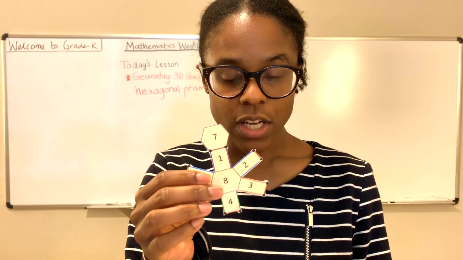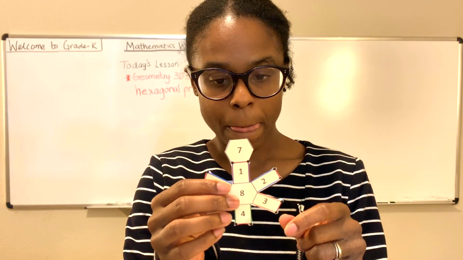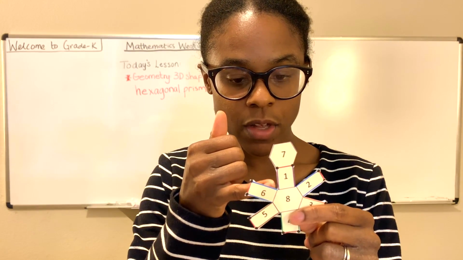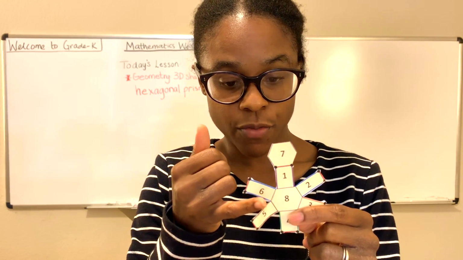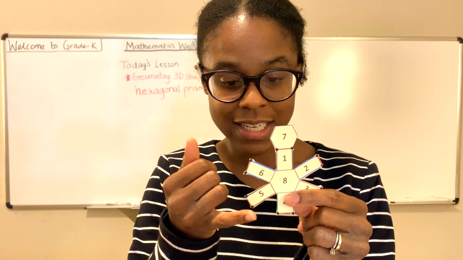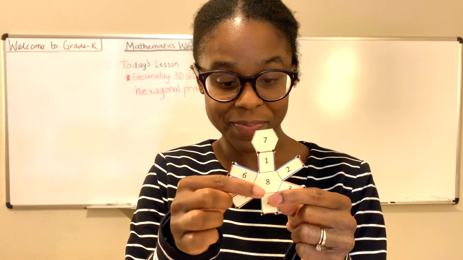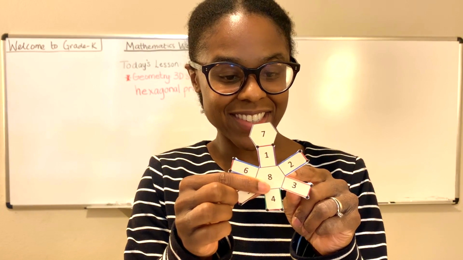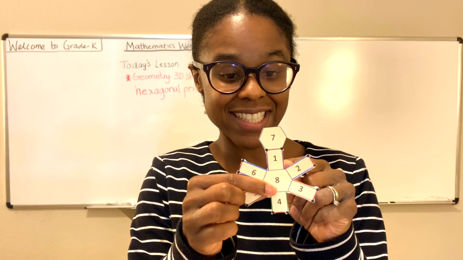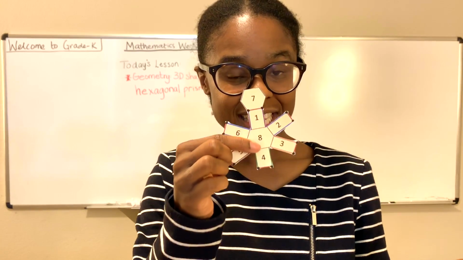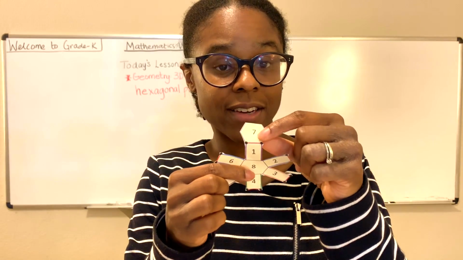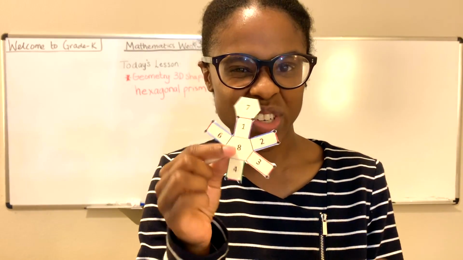So the hexagonal prism has 18 edges, and we'll start here. So there's 1, 2, 3, 4, 5, 6, 7, 8, 9, 10, 11, 12, 13, 14, 15, 16, 17, 18. There are 18 edges on this prism. This part isn't counted because this would act as a base, and I'll show you that once we've folded.